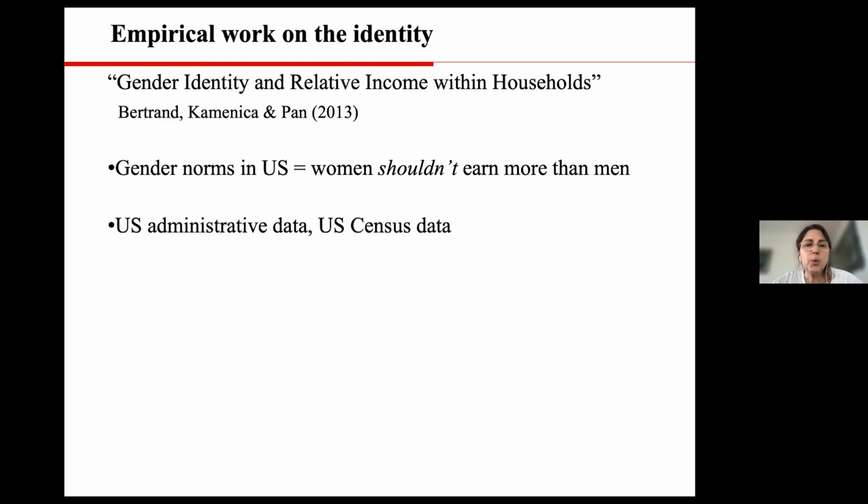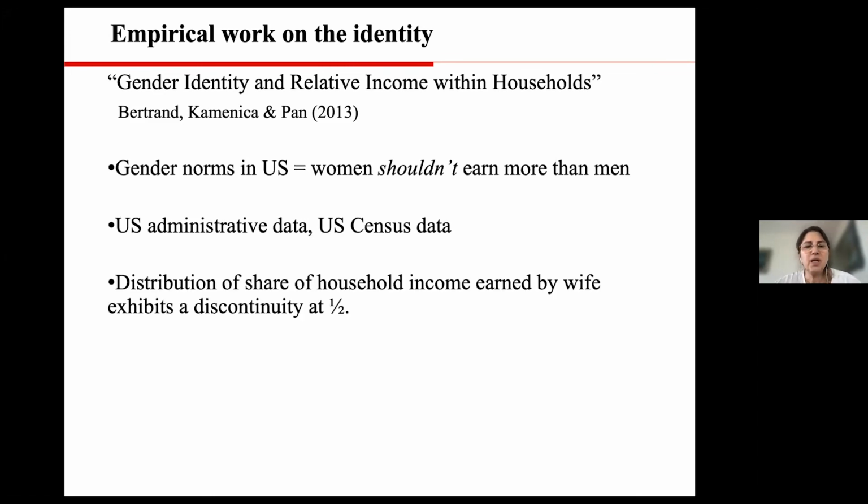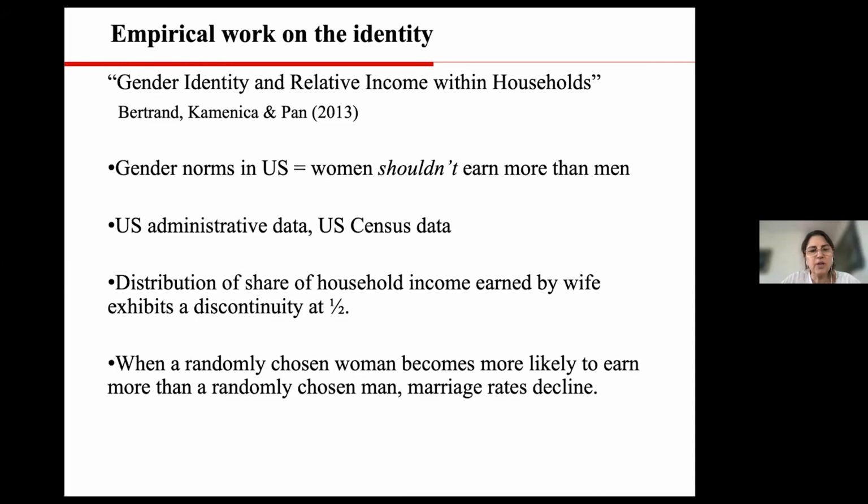And so looking at US administrative data and US census data, when these folks looked at the distribution of the share of household income earned by the wife, it exhibits a discontinuity at a half, which is an indication that this gender norm is operative. And when a randomly chosen woman becomes more likely to earn more than a randomly chosen man, marriage rates decline. So women who earn more than men are less likely to get married. So this is a gender inequality finding.